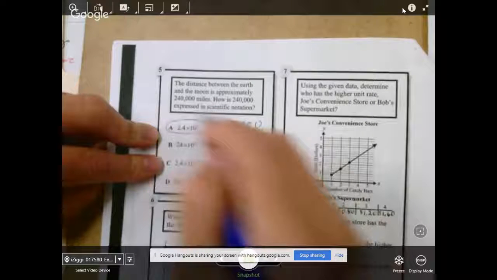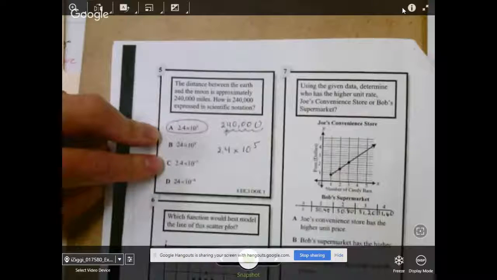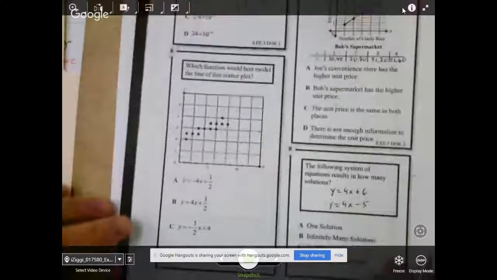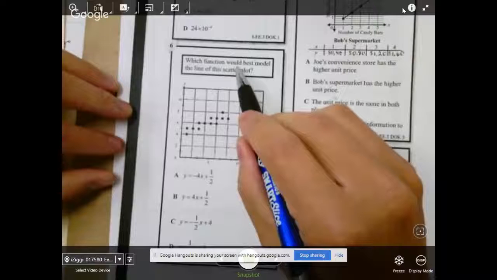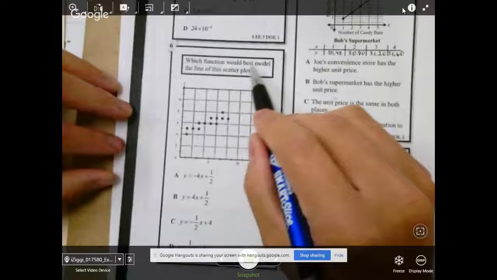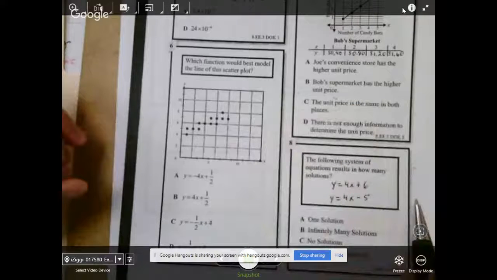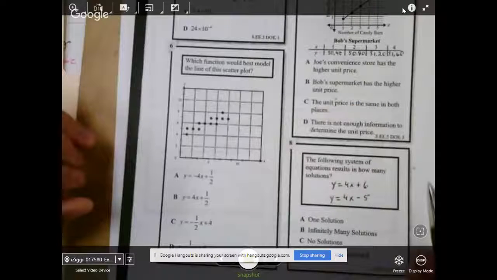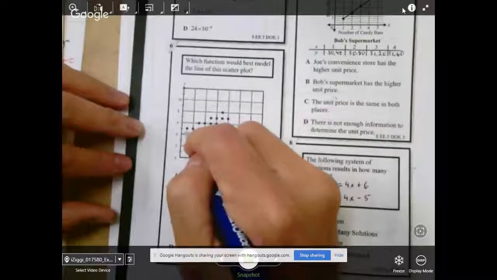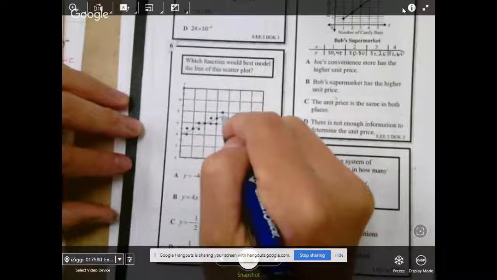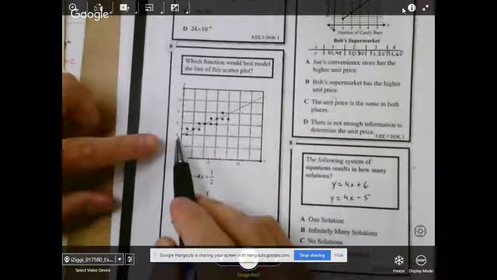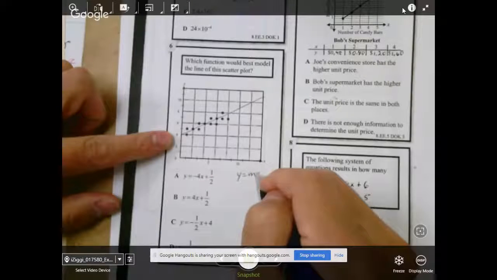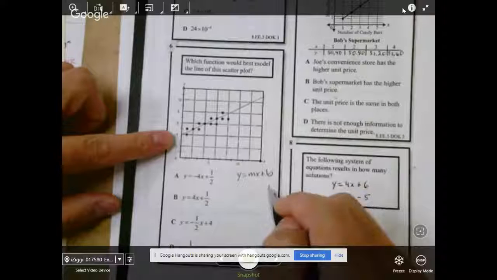Number 6. Which function models the line of the scatter plot? There's a positive correlation here. You can draw a line of best fit through there that goes through most of the points. You've got y equals mx plus b. The y-intercept is about 4. The slope is positive.